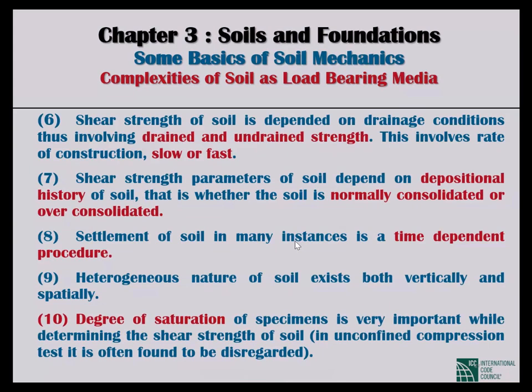So the next one we have, shear strength of a soil is dependent on drainage condition, thus involving drained and undrained strength. Drained and undrained strength means whether the water would remain or whether water would be expelled out. If water is expelled, we call it drained condition, and otherwise it is undrained condition. Whenever we apply fast load, then it is undrained. If we construct very slowly, then it is drained. Shear strength parameters also depend on the depositional history.